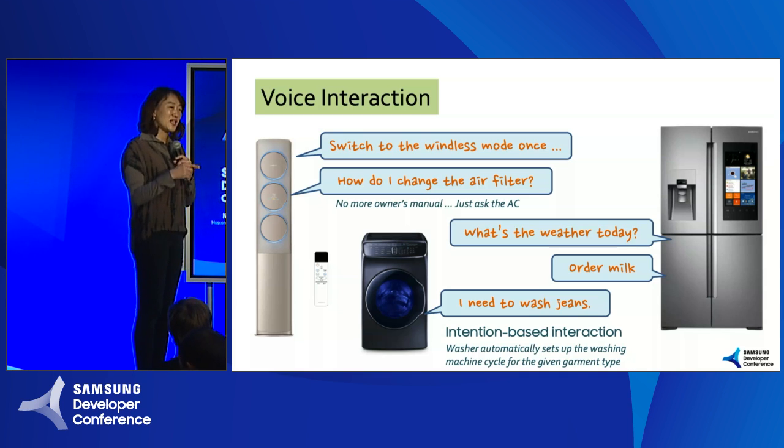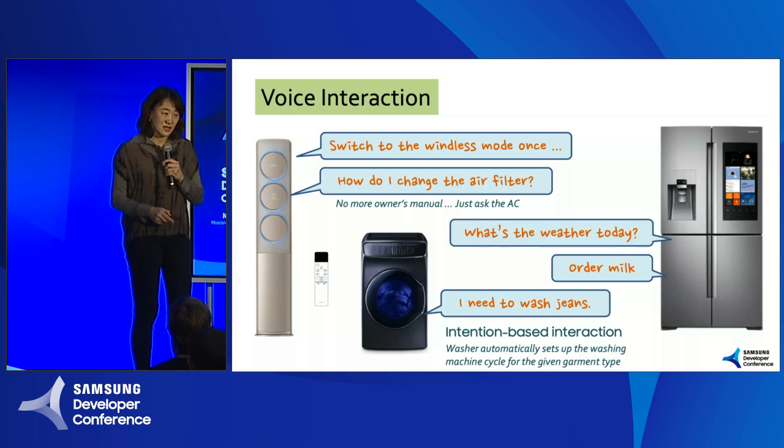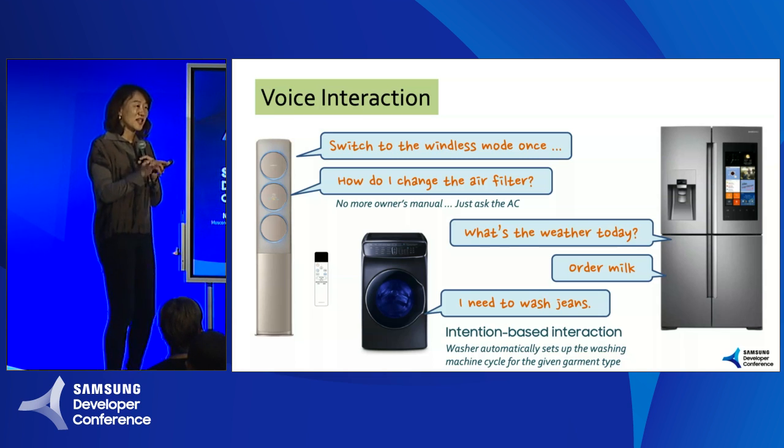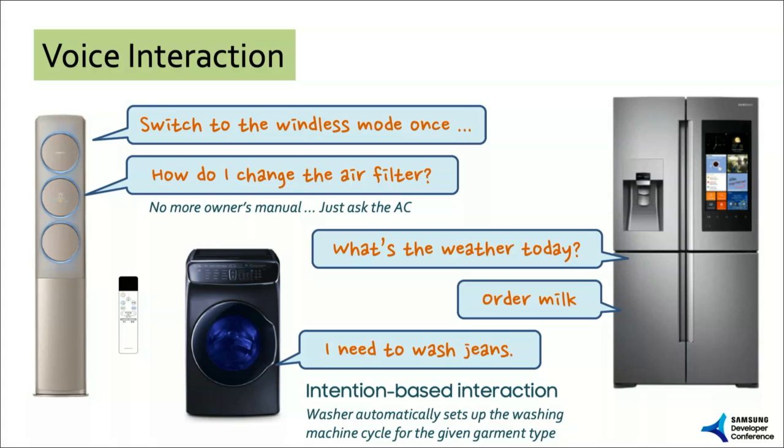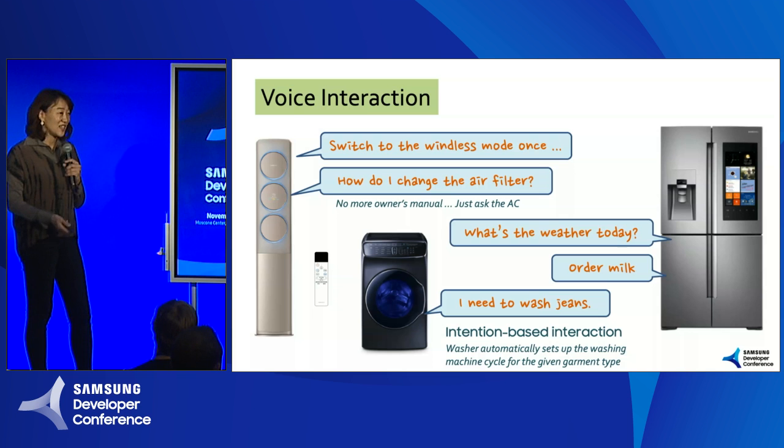And then it's automatically based on your intention of what kind of garments you want to wash. It's going to set up the mode, and then maybe the number of rinse cycles, water temperature, things like that automatically. And then it's going to ask you back, I have set it to the optimal setting for the jeans, and then should I start? And then you can just say yes, and then it's good to go, okay?